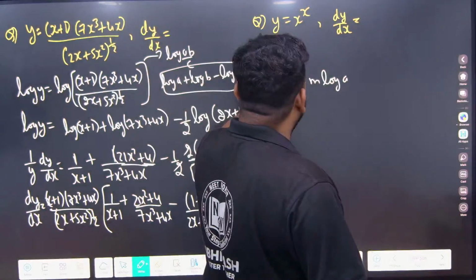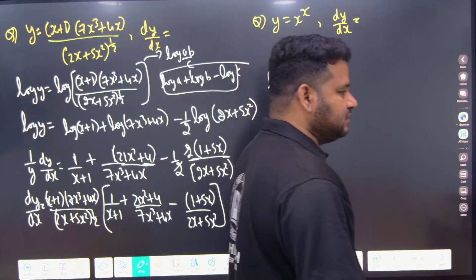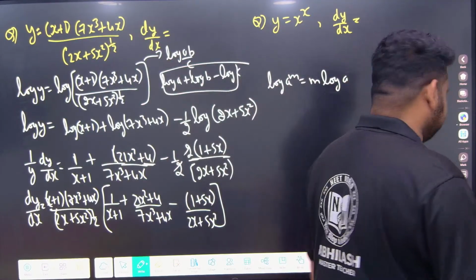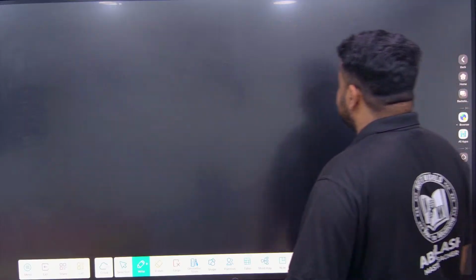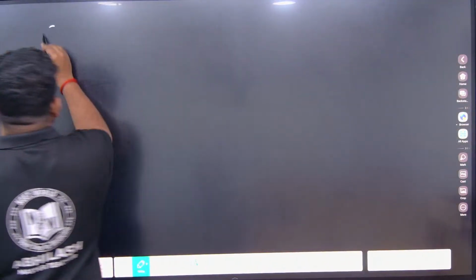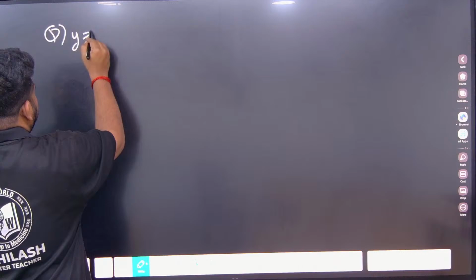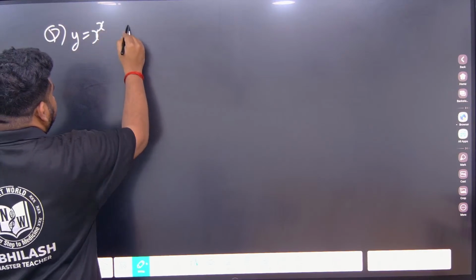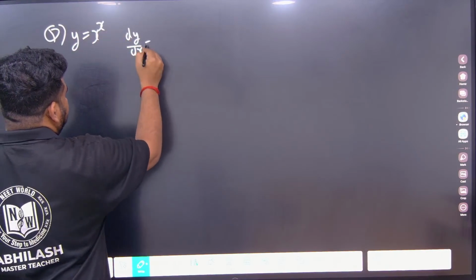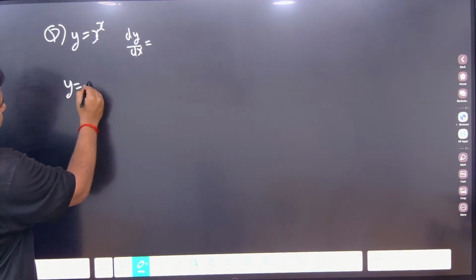Next question is: y is equal to x power x, find dy by dx. So let us take up this question. The question that is given is y is equal to x power x, and dy by dx is equal to what?